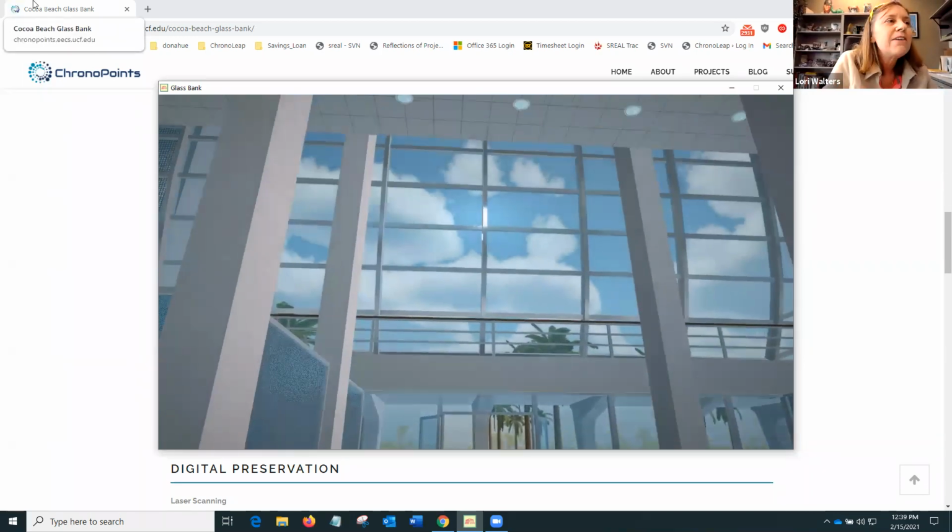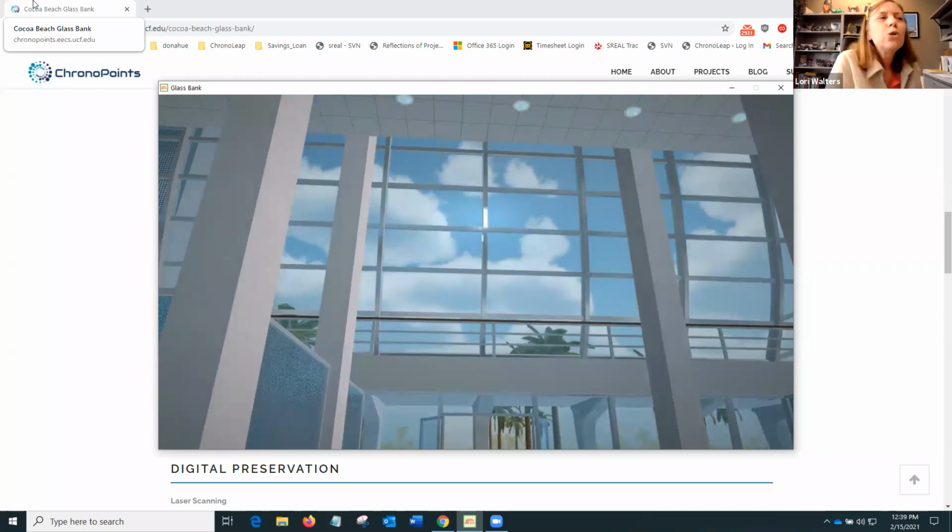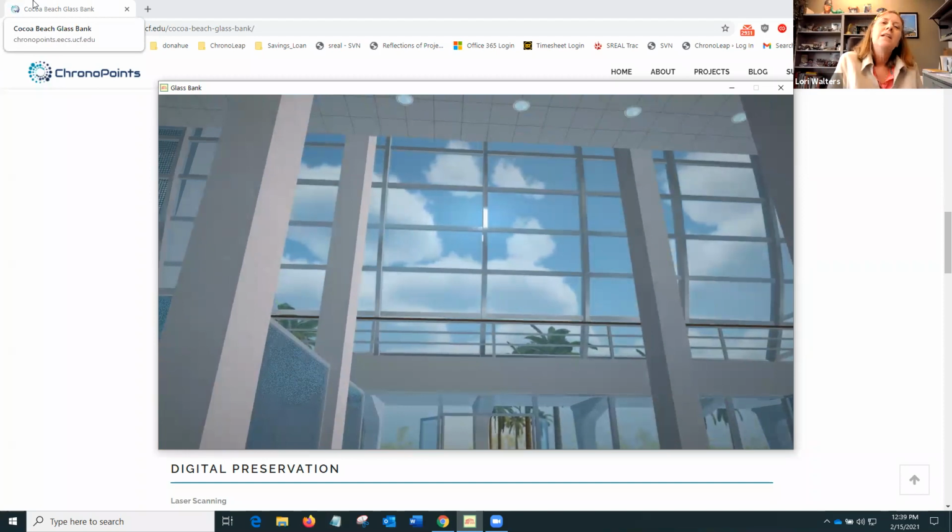Another thing that we found out through the oral histories was that these windows that you see here, as beautiful as they are, and the amount of sun that it allows to come in and allows you to see everything outside, they leaked like a sieve.